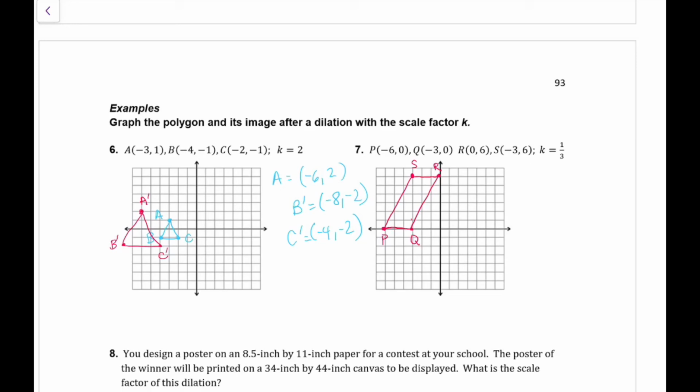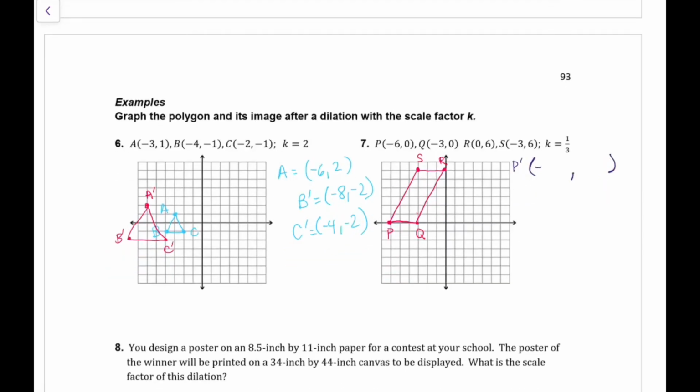All of these points are going to be 1/3 of the sides. So we take -6 and times it by 1/3. 1/3 of -6 is -2. 1/3 of 0 is 0. 1/3 of -3 is -1. 1/3 of 0 is 0. On R, we have 1/3 of 0 is 0. 1/3 of 6 is 2. And on S, we have 1/3 of -3 is -1. 1/3 of 6 is 2.